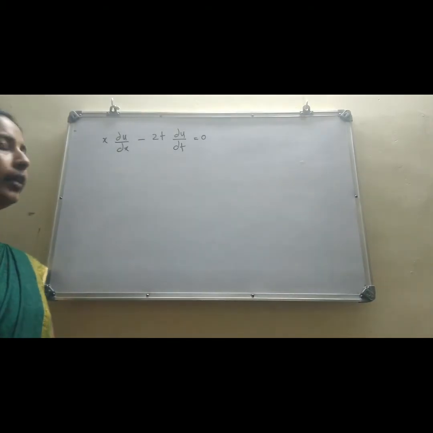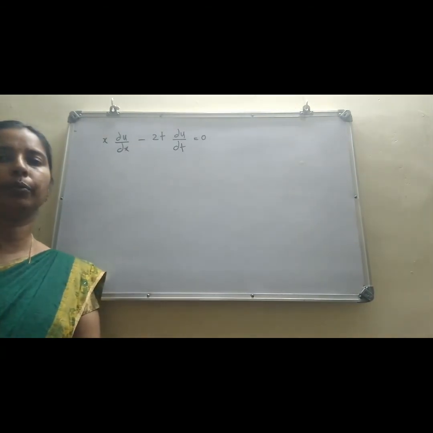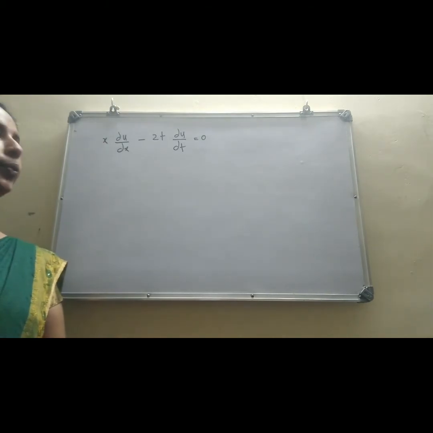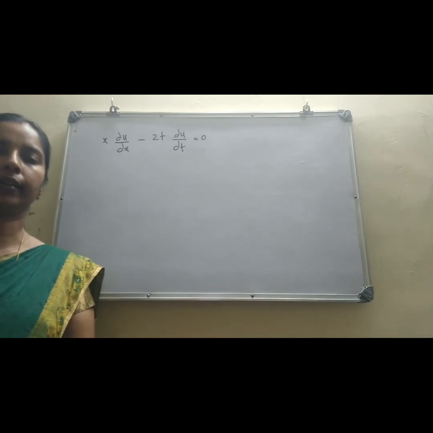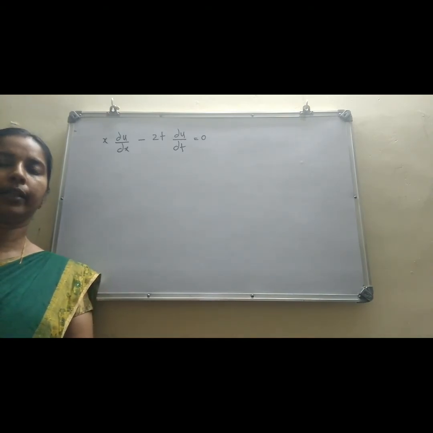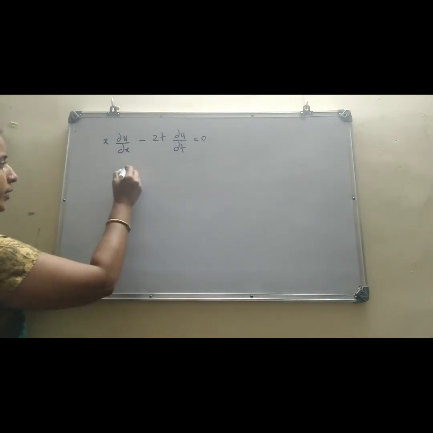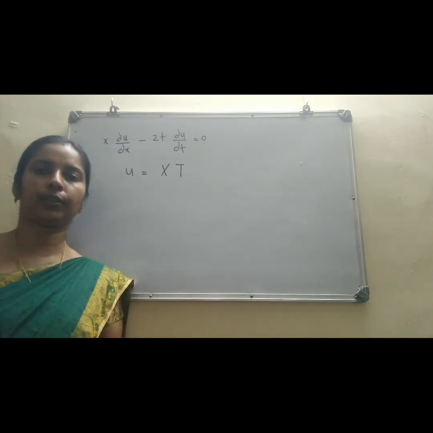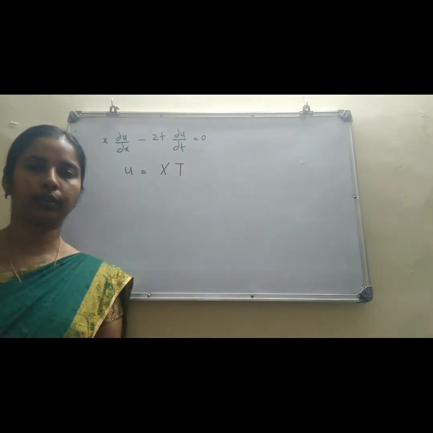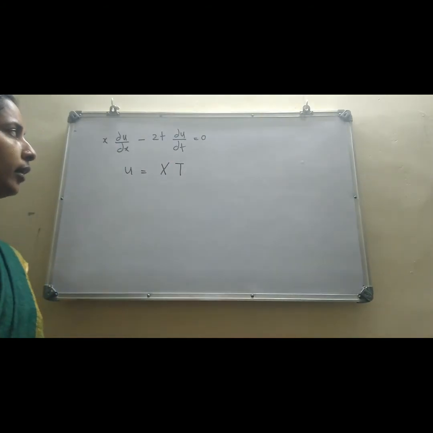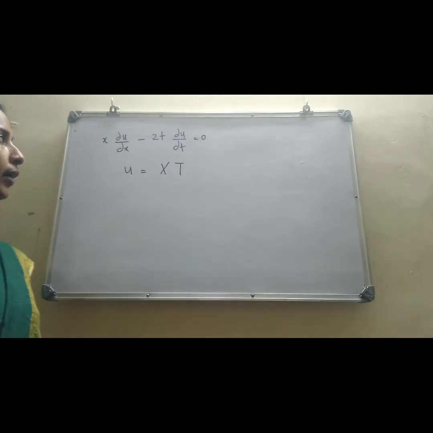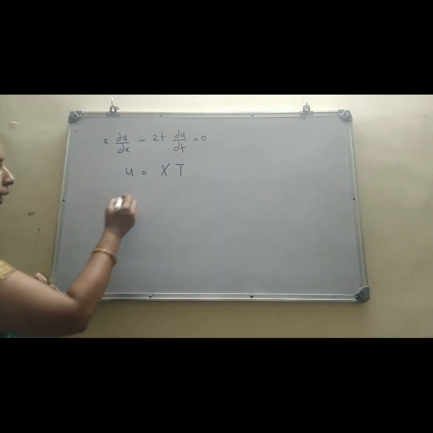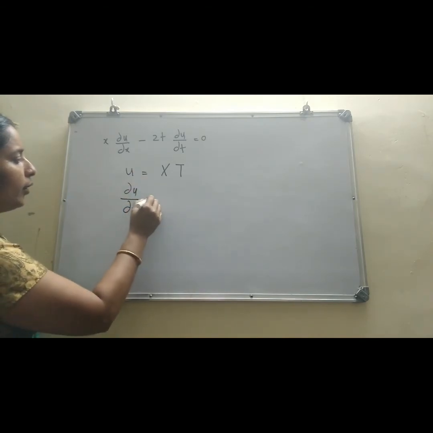Consider the PDE x ∂u/∂x minus 2t ∂u/∂t equal to 0. Here the dependent variable is u and the independent variables are x and t. So we have to assume the solution as u is equal to capital X into capital T, where capital X is a function of x alone and capital T is a function of t alone. Next, in the given PDE, you can see the derivatives are ∂u/∂t and ∂u/∂x. So you find ∂u/∂x and ∂u/∂t.